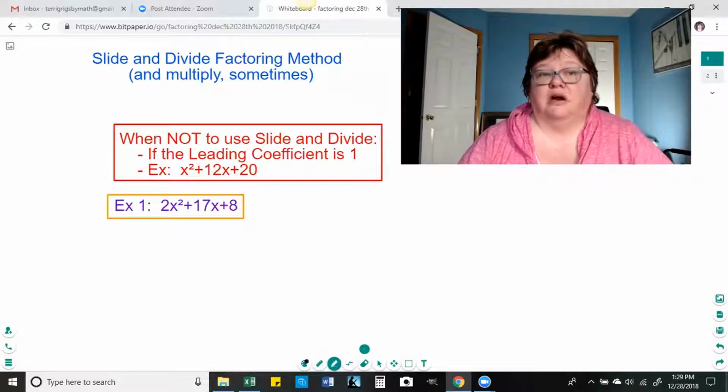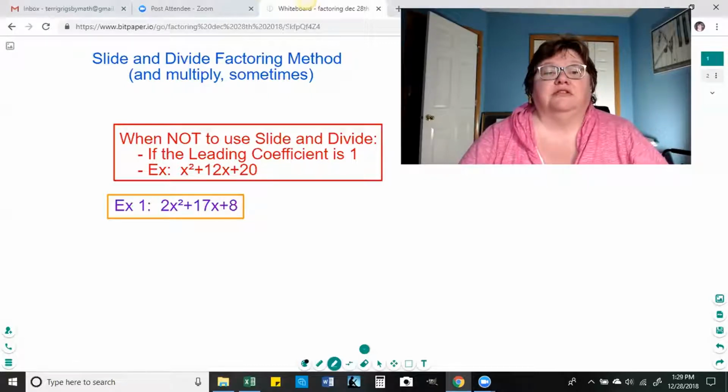Okay, let's get started, and I'm going to move over to our whiteboard to show you how this all works. Okay, so here we are on the whiteboard. Let's look at how this actually works. So again, this is called the slide and divide factoring method, and I put in parentheses "and multiply" sometimes, and you'll see that when we start here.